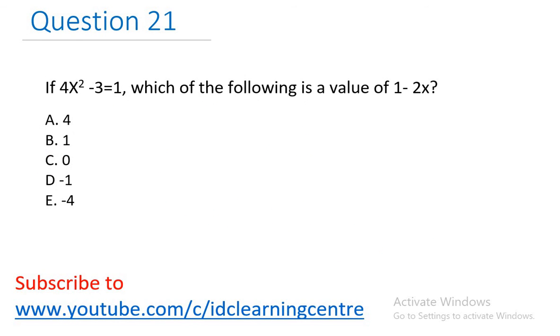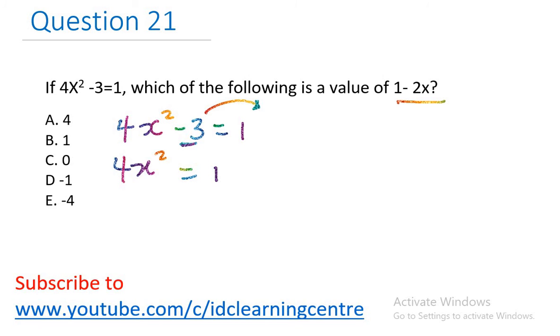For question 21, if 4x squared minus 3 is equal to 1, which of the following is a value of 1 minus 2x? For this, let's find the value of x squared. Collect like terms. Move minus 3 to the right. It will give us 4x squared equal to 1. Minus 3 crosses the equal to sign, we change to plus 3. 4x squared equal to 1 plus 3, 4. Okay, now divide both sides by 4.